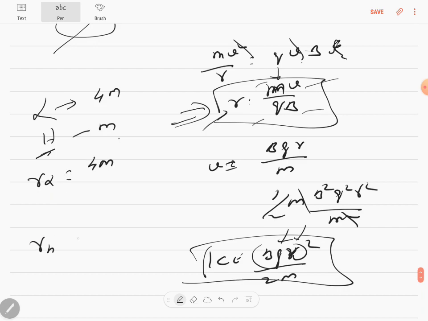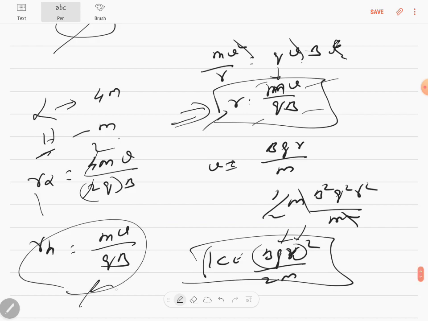For hydrogen, the radius will be mv by qB for a given magnetic field. The same for an alpha particle will be 4mv by the charge. What will be the charge for an alpha particle? It will be 2q, into B. So then you can do the sums using the calculator and say that the radius will be 2 times the radius of the hydrogen atom, or things like that. You can compare the radius of the alpha particle and the radius of the hydrogen atom.